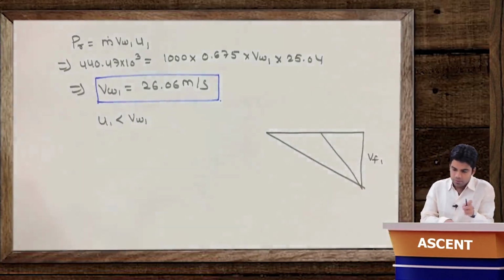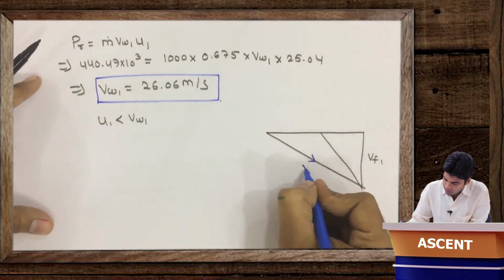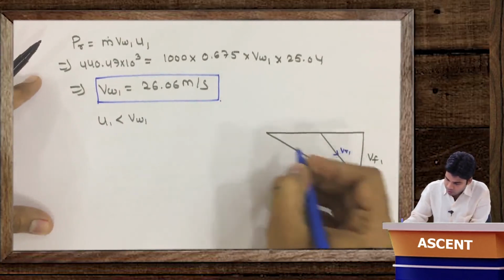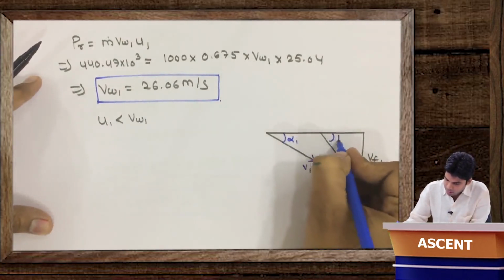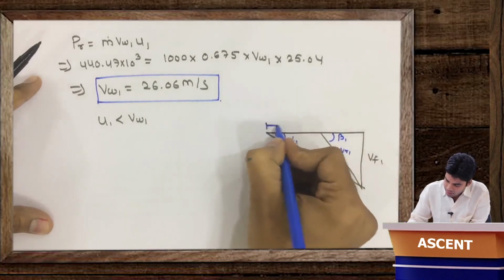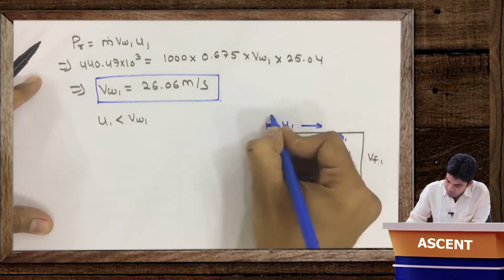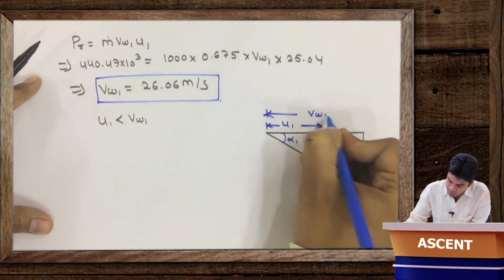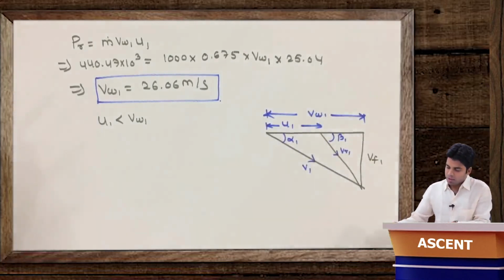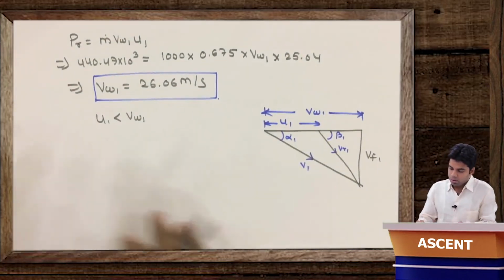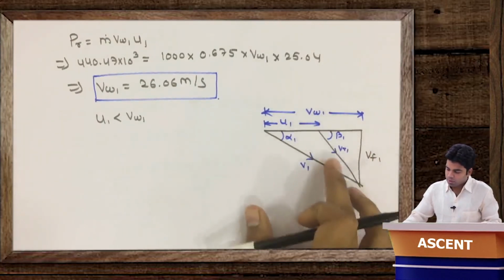This is vf1, this will be v1, vr1, alpha 1, beta 1, this will be u1, and this whole will be vw1. Getting this? Now since u1 is less than vw1, this will be like this.